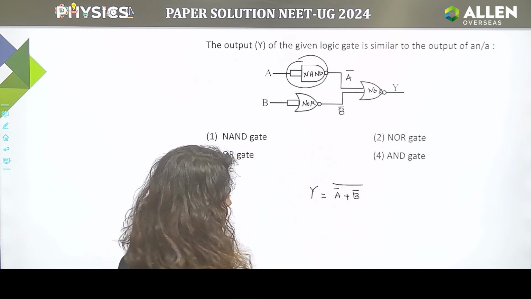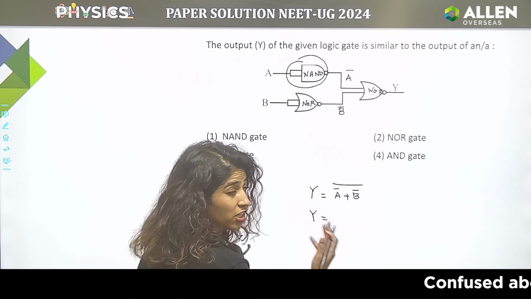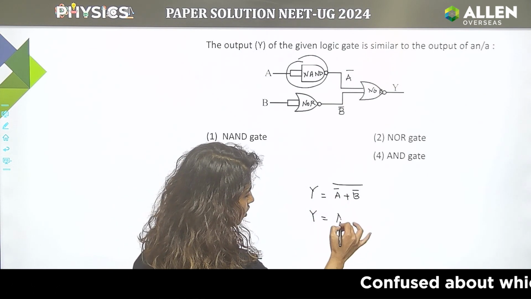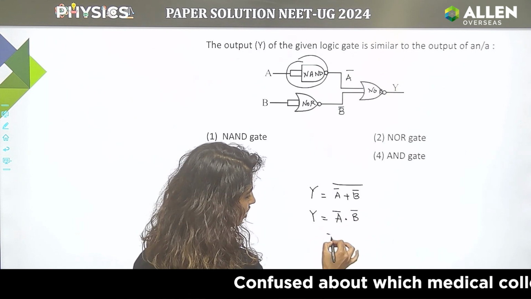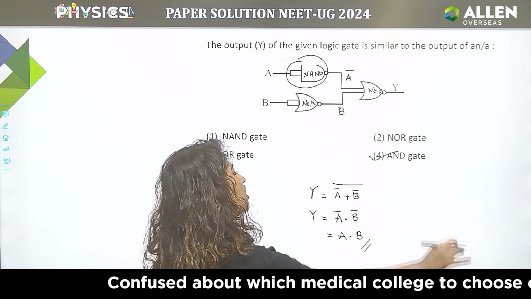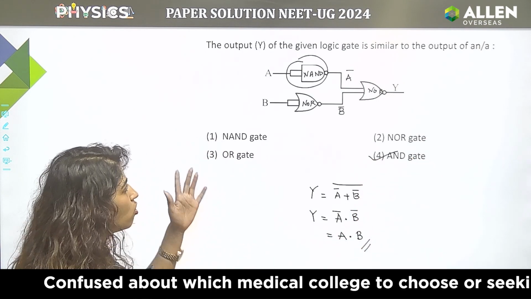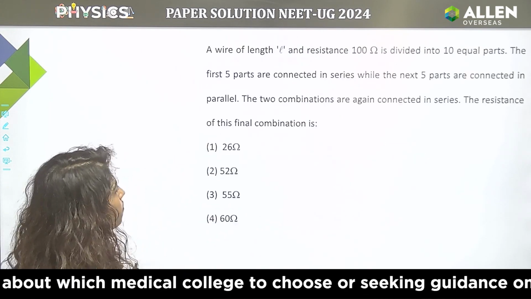not of OR. So now De Morgan's principle, what do you get here? A complementary dot B complementary, which is same as A dot B. So using this, I end up getting an AND gate. So the given logic gates, which have 3 logic gates, behave as an AND gate.